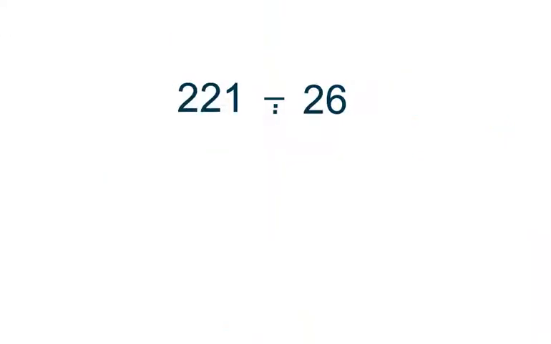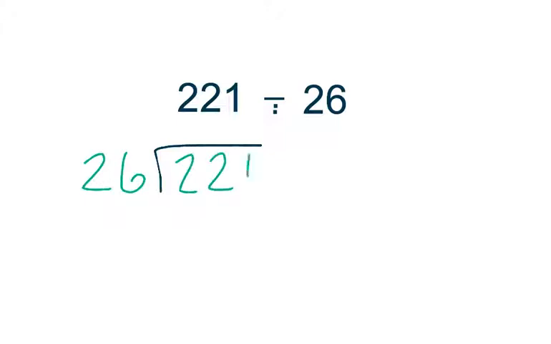Another example, 221 divided by 26. Again, I'm going to set up that box. I'm going to fill in my numbers of 26 and 221. 26 does not fit into 2, so I'm going to put a 0 there. 26 does not fit into 22, so I'm going to put a 0 there. So now I'm left with 26 dividing into 221. I know that 26 times 10 is 260, so I'm going to guess 8 and see what happens.